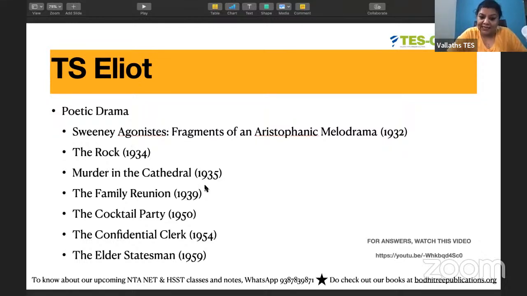Then, Murder in the Cathedral, 1935. Murder in the Cathedral came in 1935. It was performed at Canterbury Cathedral. Then The Family Reunion, The Cocktail Party, The Confidential Clerk, The Elder Statesman. These are poetic plays where he talks about upper class characters and their hidden secrets.